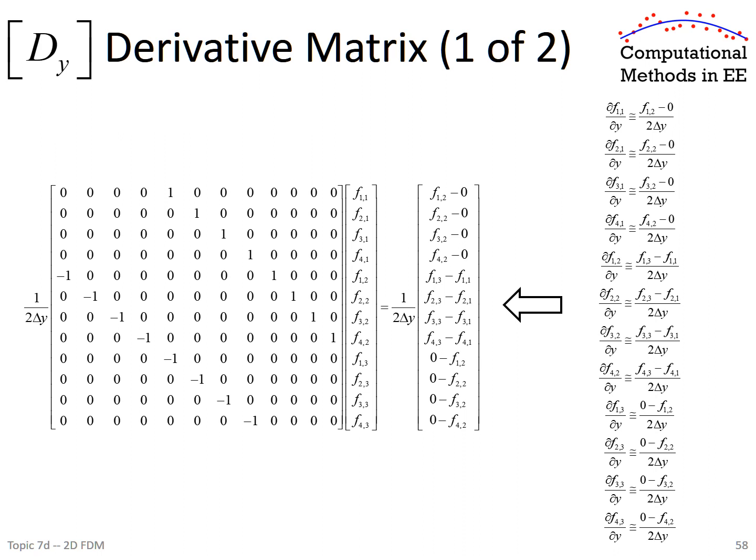I recommend pausing the video again here and going through this row by row and seeing how the finite difference in that last column vector on the right is calculated on the left by proper position of the zeros, ones, and negative ones in that big matrix on the left. So that big matrix on the left, that is our derivative matrix that would calculate a derivative in the y direction.